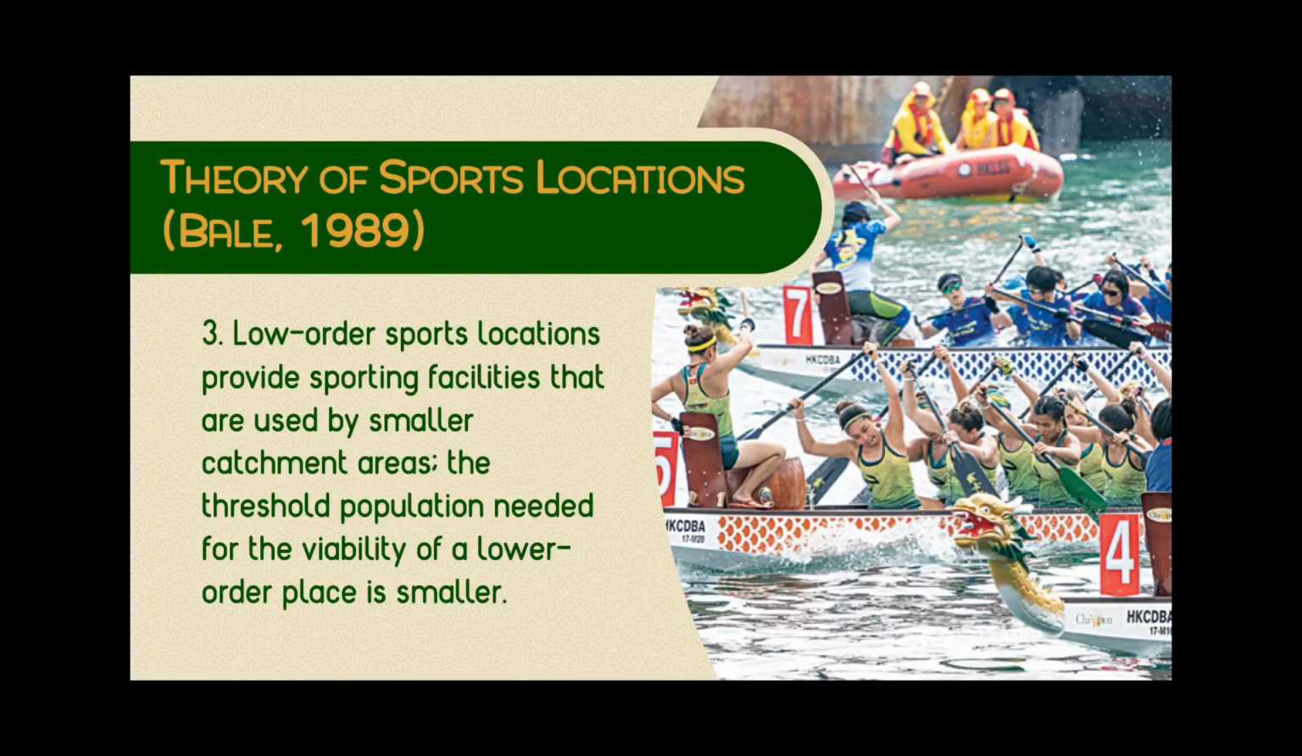Next, we have low order sports locations, and unlike high order sports locations, they provide sporting facilities used by smaller catchment areas, so a lower number of participants, lower number of spectators, and lower number of available sporting activities. Like for example, you have your badminton rentals, you have your ice skating rink in SM, or for instance, you have your swimming pool in an aquatic center. So these are examples of low order sports locations. Fewer sports can be done in that specific area, with fewer spectators and fewer participants.